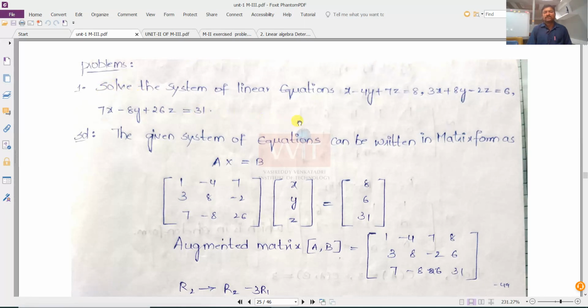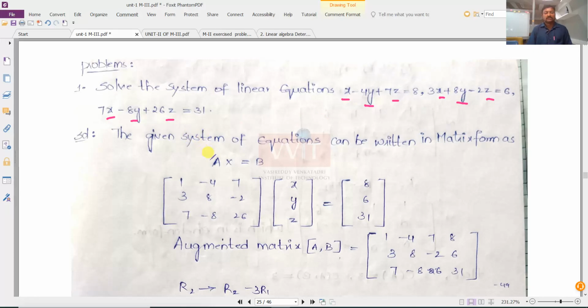solve the system of linear equations x minus 4y plus 7z equal to 8, 3x plus 8y minus 2z equal to 6, 7x minus 8y plus 26z equals to 31. If you observe clearly, the degree of variables x, y, z is 1 in each and every equation, which clearly indicates that it's a linear system, or a system of linear equations.